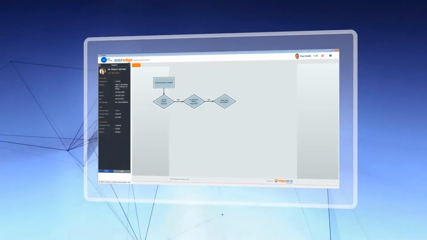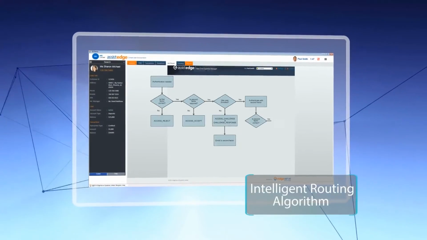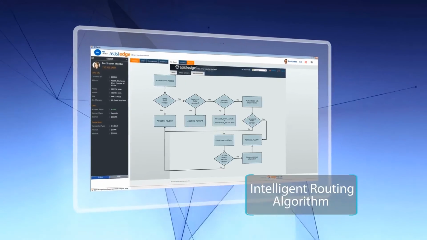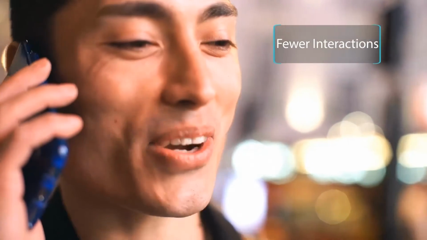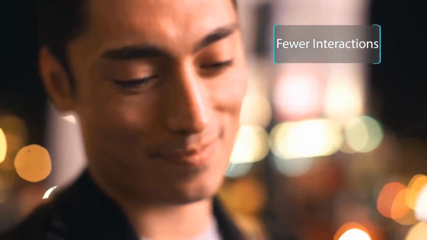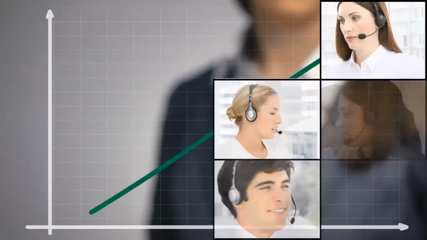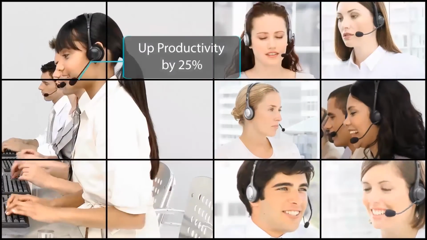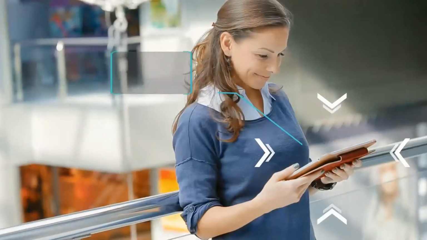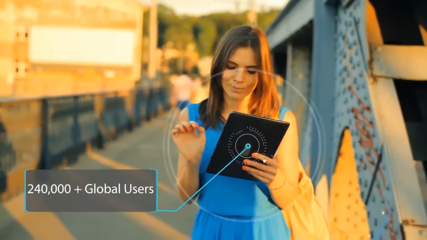And if they need additional help, the solution's intelligent routing algorithm automatically directs them to the right expert. All in all, it takes fewer interactions to resolve customer issues. AssistEdge has helped enterprises enhance agent productivity by 25% while delivering superior customer experience across channels.